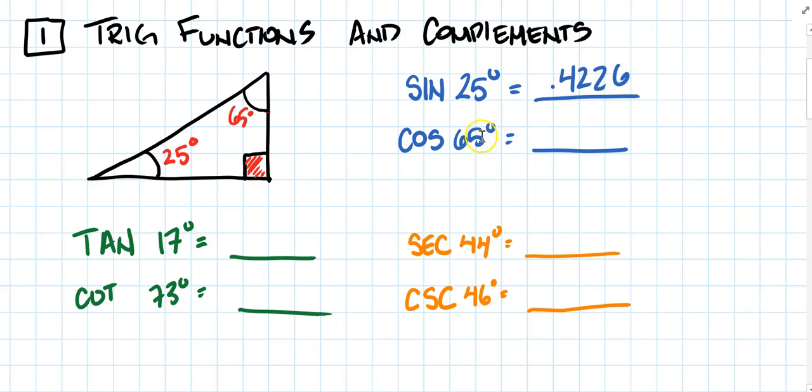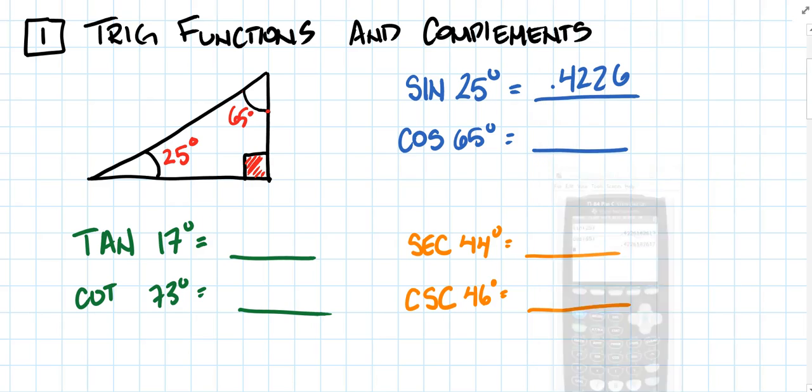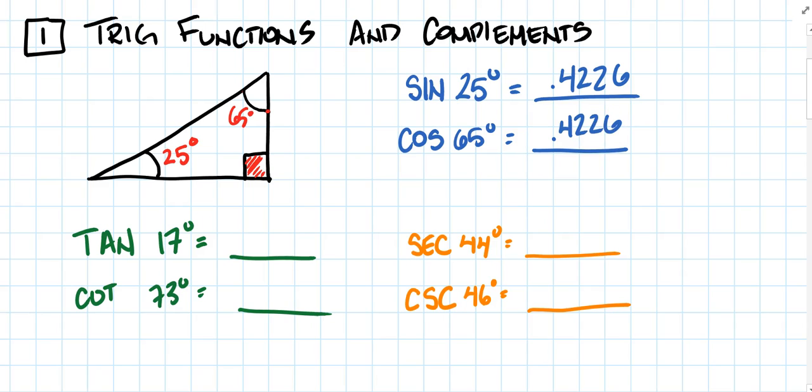Okay, now I want to take our calculator and I want to do the cosine of 65 degrees. Cosine of 65 degrees and push enter. And you should notice that you get the exact, and I mean exact, decimal for decimal answer, 0.4226. Well, why is this the case?